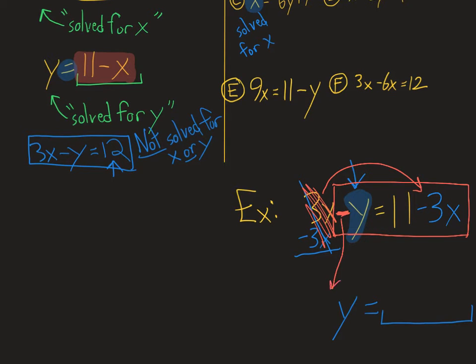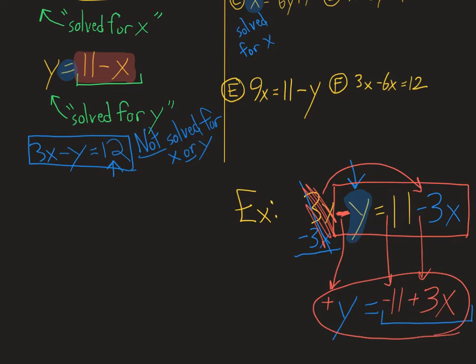If you flip the sign of that variable, once you've solved for that variable, just make sure you flip the sign of everybody else. So that positive 11 becomes negative. The minus 3x becomes positive 3x. And there we go. Solved for y, and we're done. All it takes is moving over the variable, and then if you happen to have a negative, flip those signs.